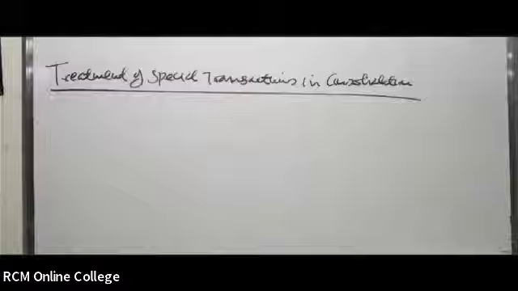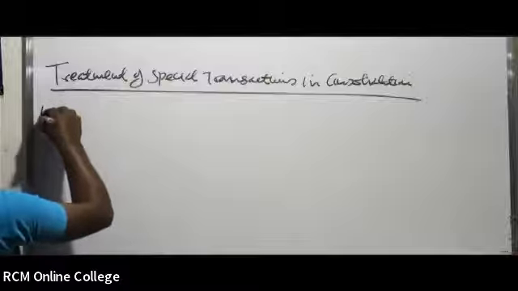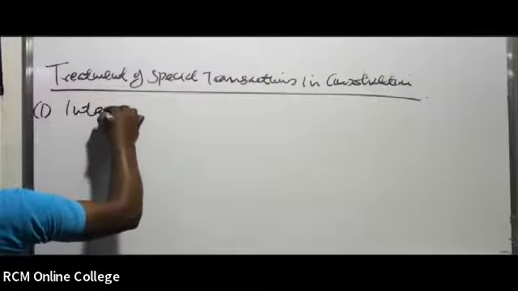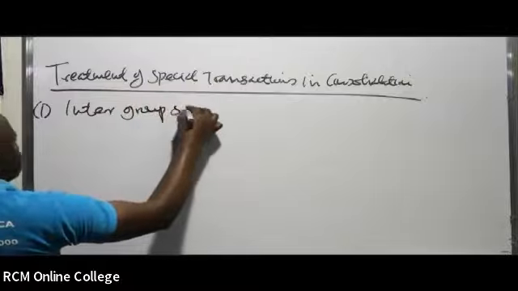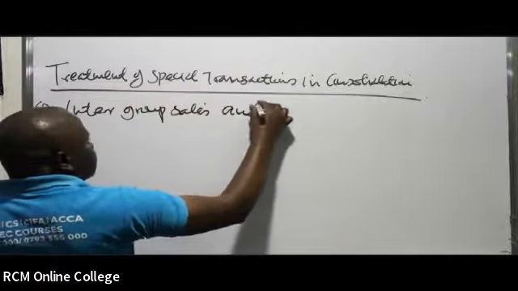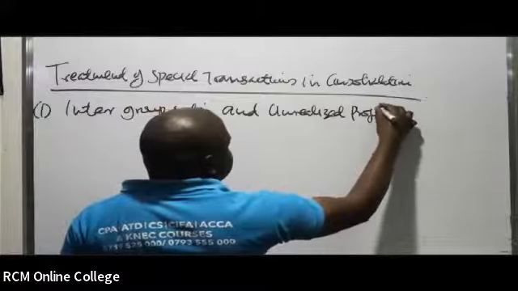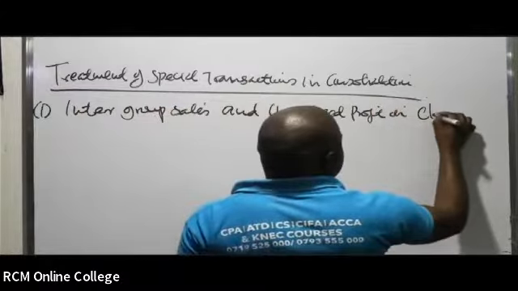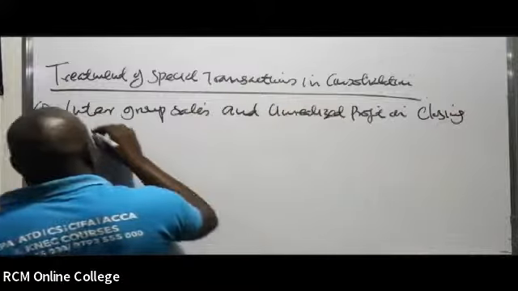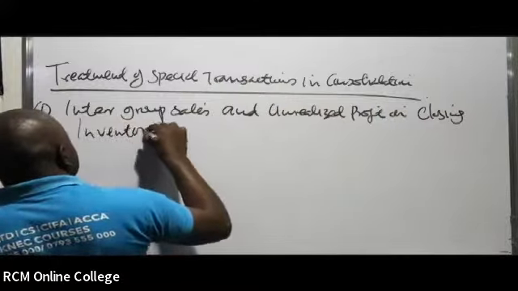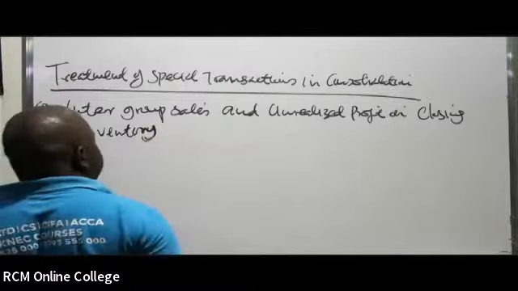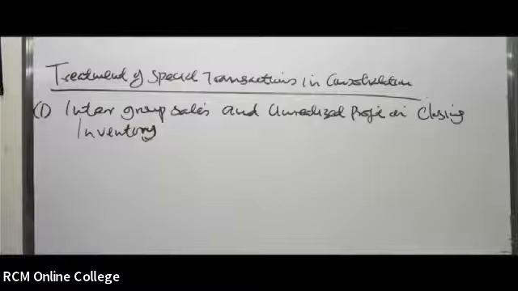So the first special transaction in this case I want you to write is what we call intergroup sales and unrealized profits on closing inventory. So in this case, you can write number 1, intergroup sales and unrealized profits on closing inventory.